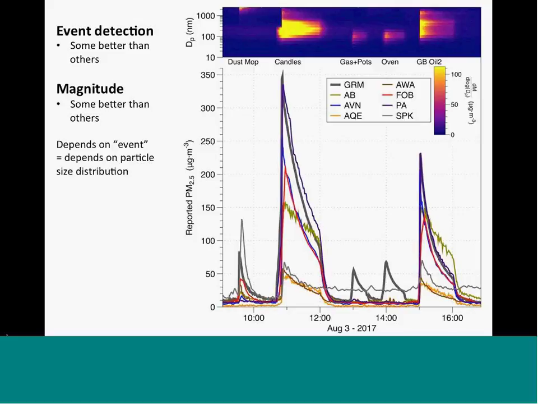So the summary here is, in terms of event detection, some of these devices are better than others, and none of them are perfect. And in terms of the magnitude, in other words, do they tell you exactly what the concentration is? Again, some of them are better than others, and it depends a lot on the event. And in our terms here, what's happening is we are changing the particle size distribution depending on the event that we use. And so my next few slides are going to dig into this a little deeper.